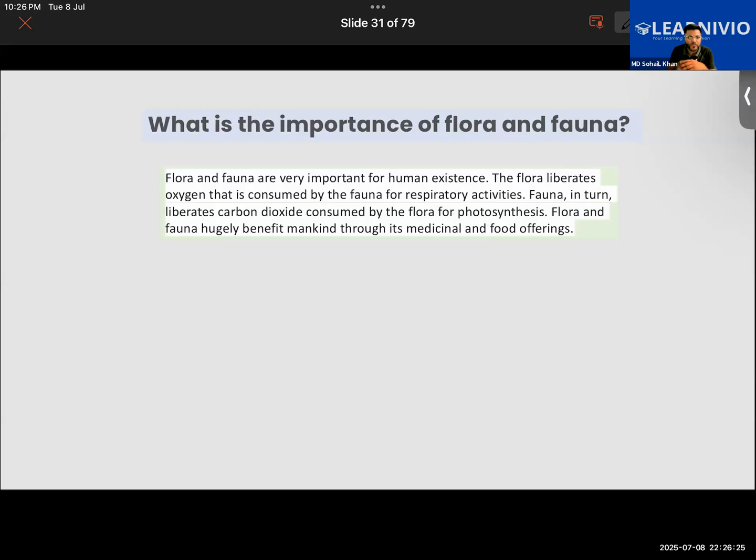And also animals help plants as... I don't know. Okay. Anyone else?